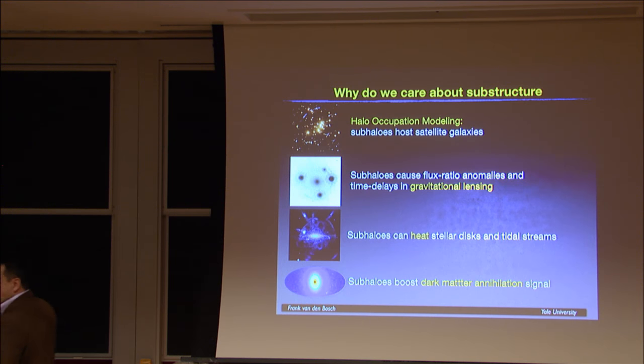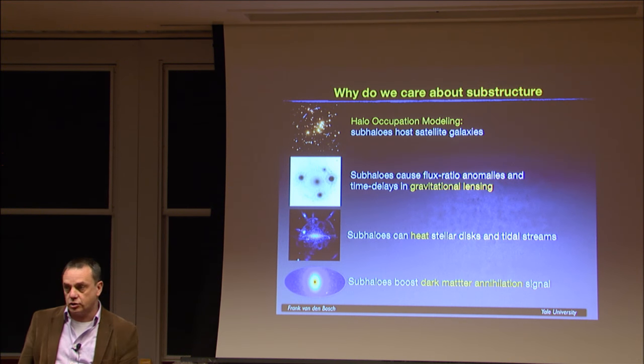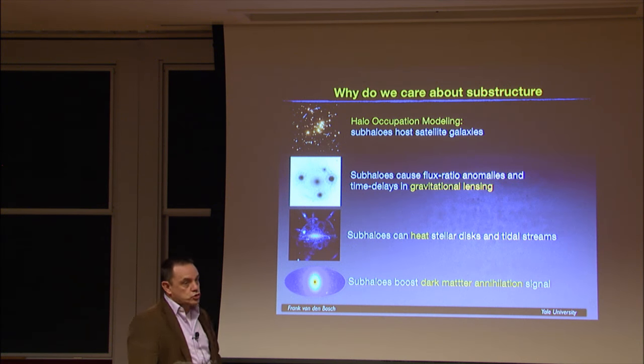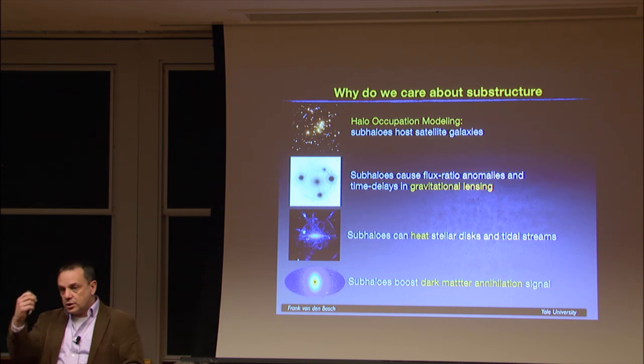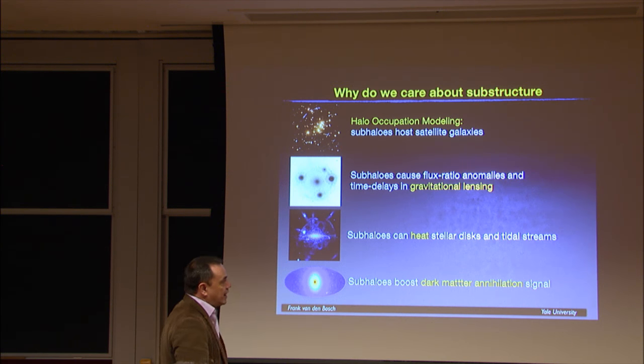substructure. Subhalos also cause flux ratio anomalies and time delays in gravitational lensing. It's actually one of the best ways to probe substructure in dark matter halos. They can heat stellar disks and tidal streams. Okay, other ways in which you can probe this substructure, has interesting dynamics. It boosts the dark matter annihilation signal.